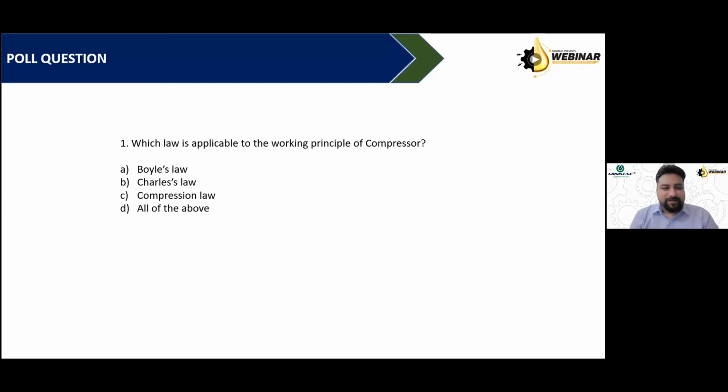Even if it is wrong, it doesn't matter, because it's a very secretive poll. No one's going to know who has responded how. So you can please go ahead and give your opinion. Another few seconds before we end the poll.